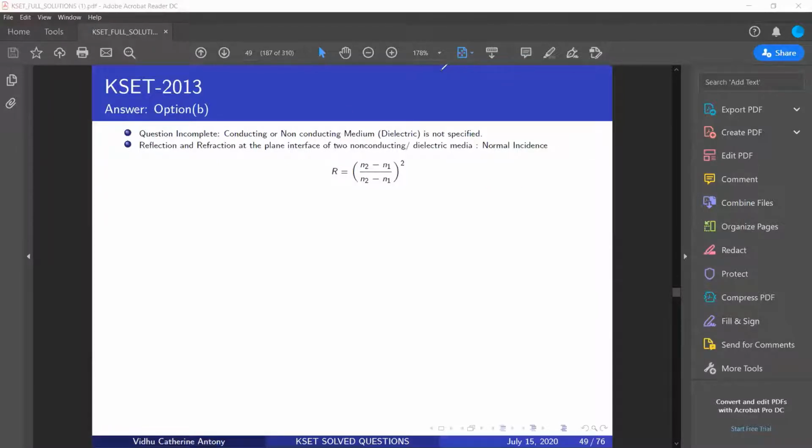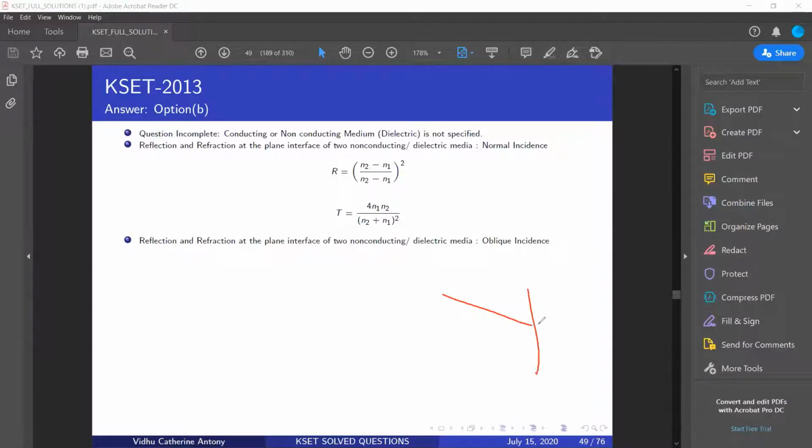Okay. Now let's go on to the transmittance. So your T is equal to 4 N1 N2 divided by (N1 plus N2) whole squared. Next, we come across the condition at oblique incidence. So the wave is probably going to be hitting like this. It's going to be hitting at an angle, and then it's going to be refracting at an angle.